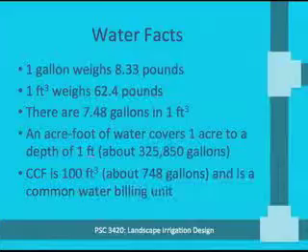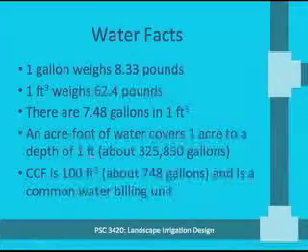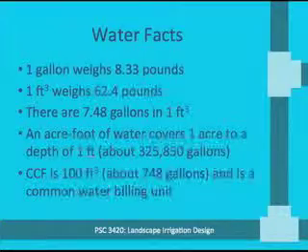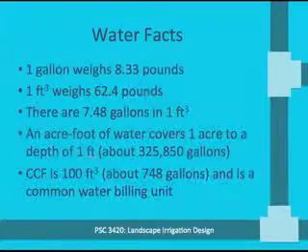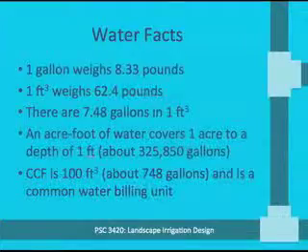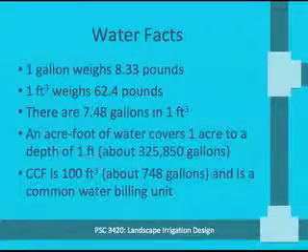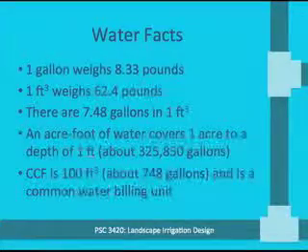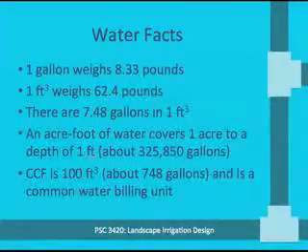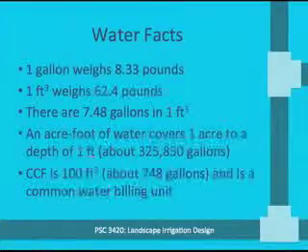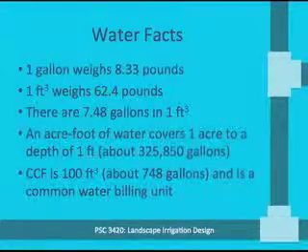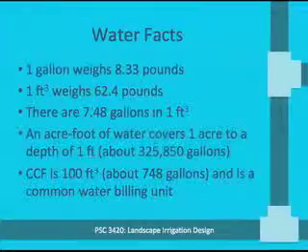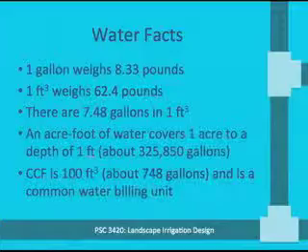For example, we know that 1 gallon of water weighs 8.33 pounds. We also know that 1 cubic foot of water weighs 62.4 pounds. And I'm introducing these facts about the weight of water, in particular pounds, because of how that relates to pressure and how it relates to the pressure that you might measure in an irrigation system. So we think about water in terms of how much it weighs. There are also 7.48 gallons of water in 1 cubic foot.